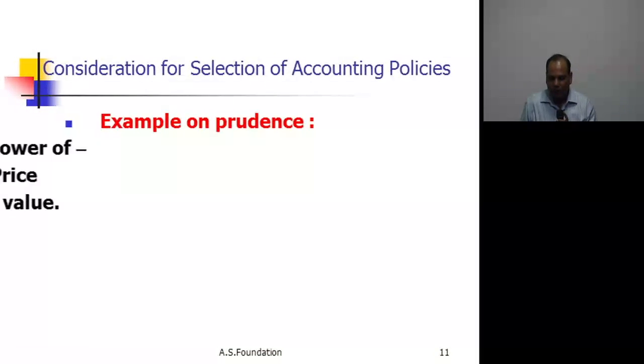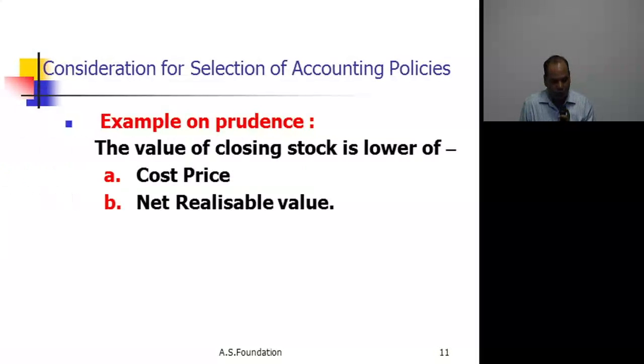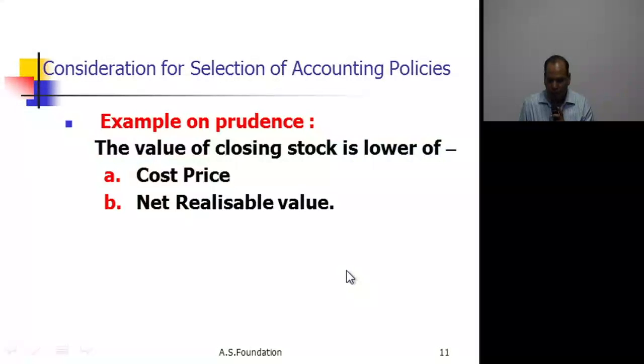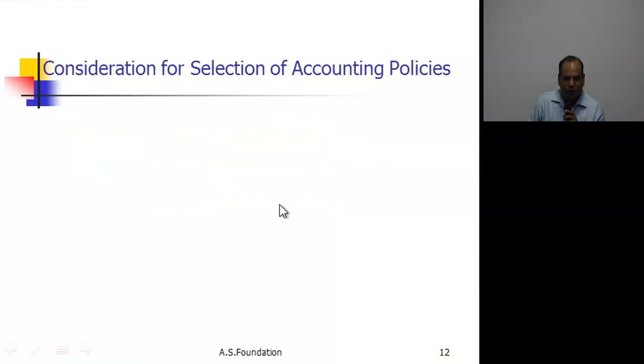Next is an example on prudence. In your books, inventory is valued at cost or NRV, whichever is lower. Because if NRV goes down, we recognize the loss, but if NRV goes up, we do not recognize the gain. And all provisions under AS 29 are examples of the concept of prudence.